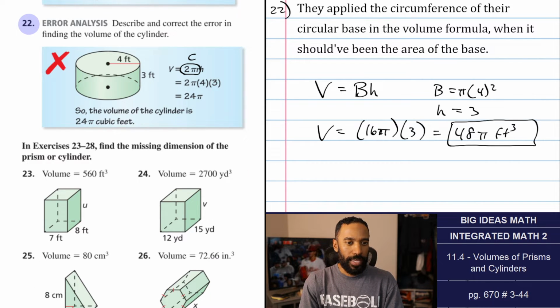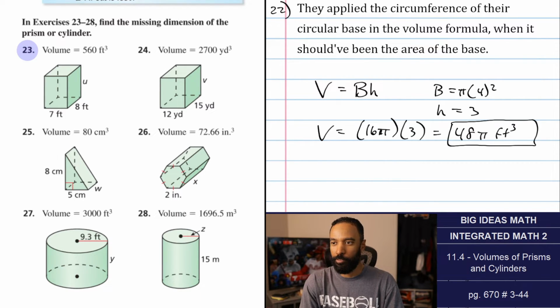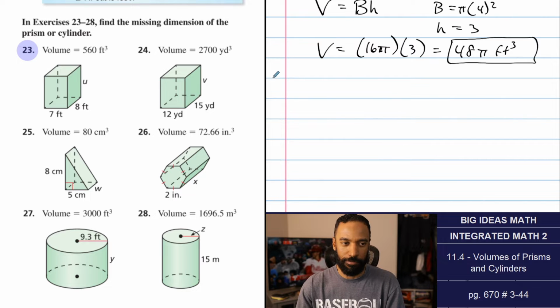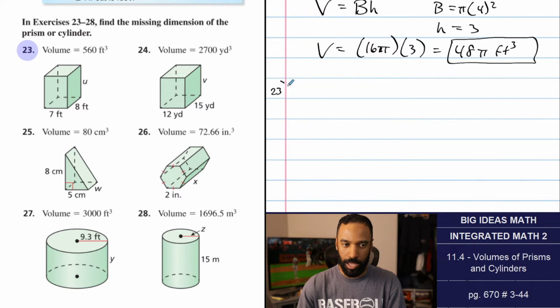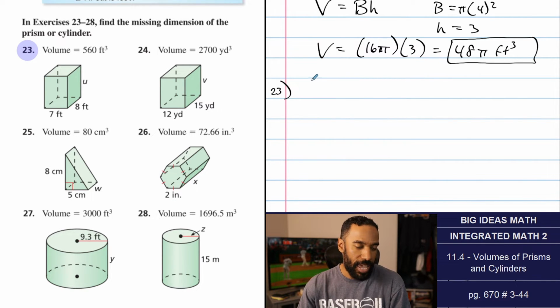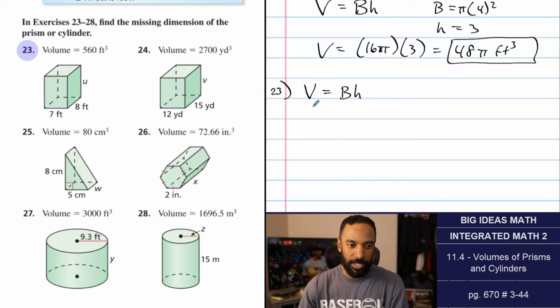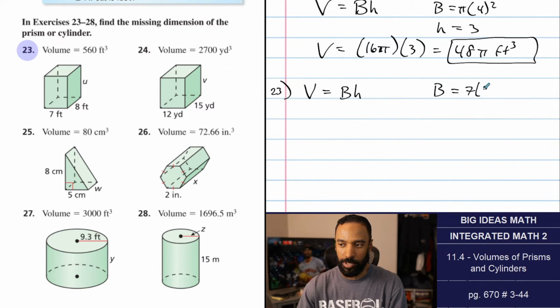All right, 23 to 28, find the missing dimension of the prism or cylinder. We're still using the volume formulas from before, but this time they give us the volume to find something that's missing. So in number 23, we've got to solve for u. Now in this case, this is a rectangular prism. So we're still going to do area of base times height. Now the area of the base is going to be that 7 times 8. Area of base is 7 times 8, which is 56 square feet.